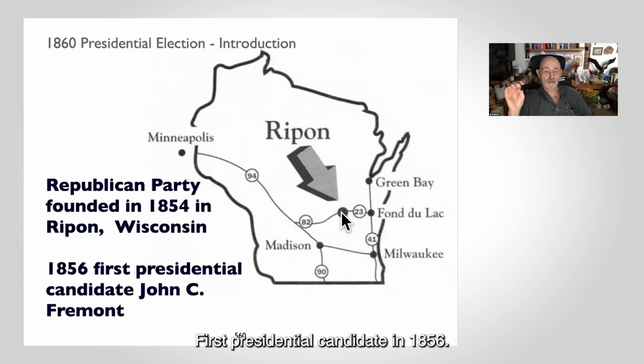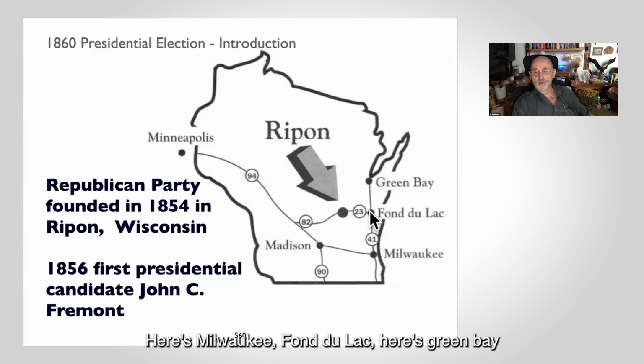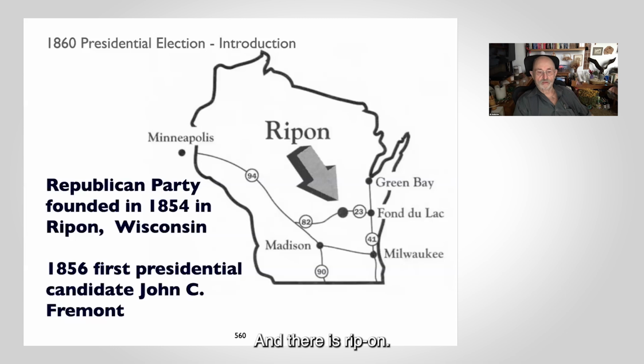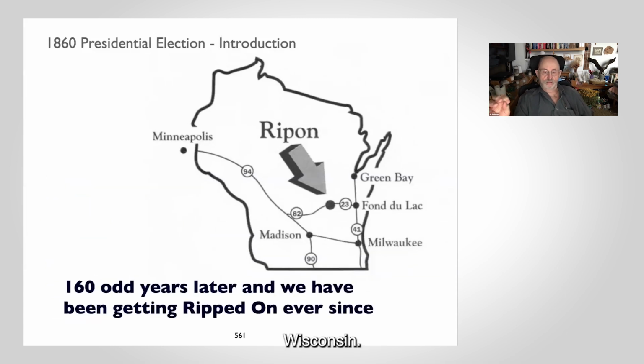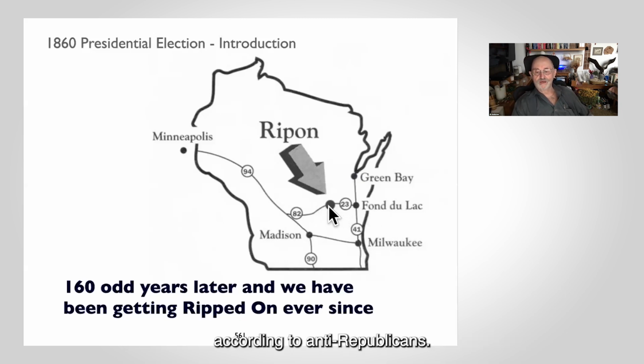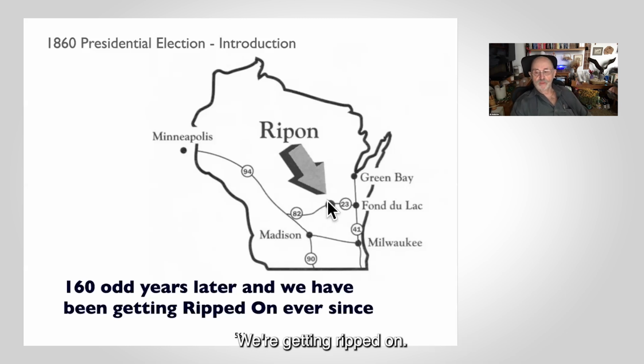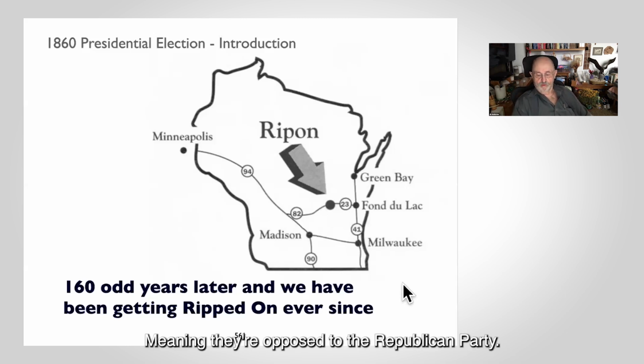First presidential candidate in 1856 was former General John C. Fremont. Here's Milwaukee, Fond du Lac, here's Green Bay, and there is Ripon, Wisconsin. Now, 160 years later, we've been getting ripped on ever since, according to anti-Republicans. Often they'll say we're being ripped off, but ripped on sounds more like the city where the party was founded. So occasionally you'll hear somebody say, we're getting ripped on, meaning they're opposed to the Republican Party.